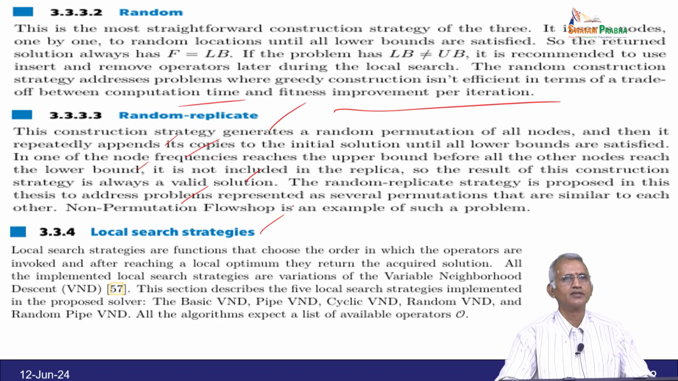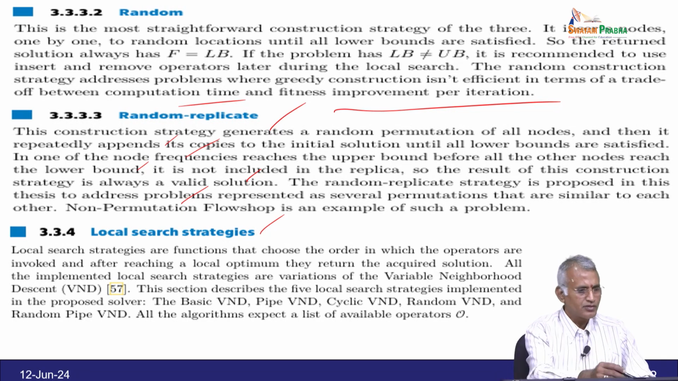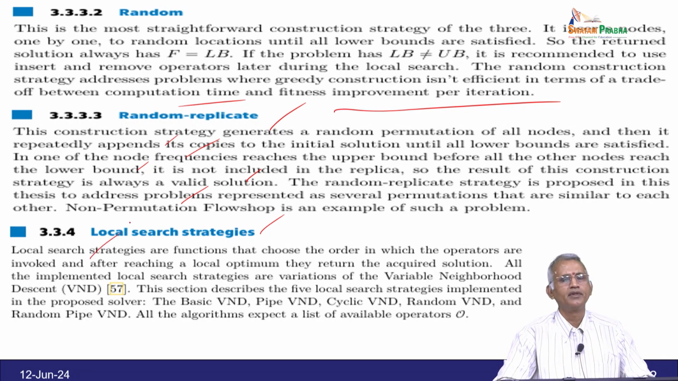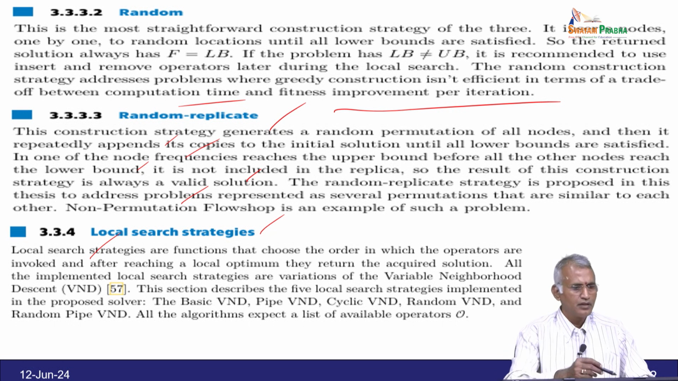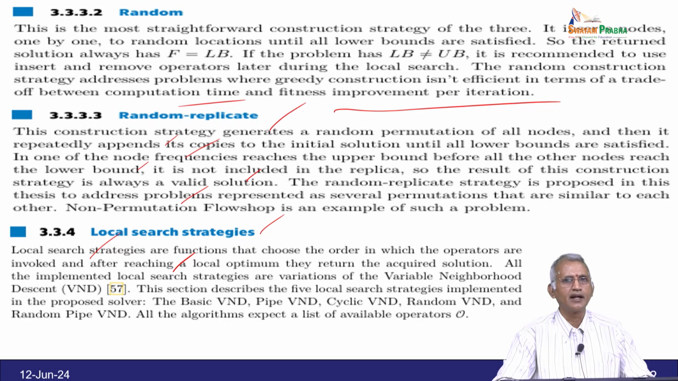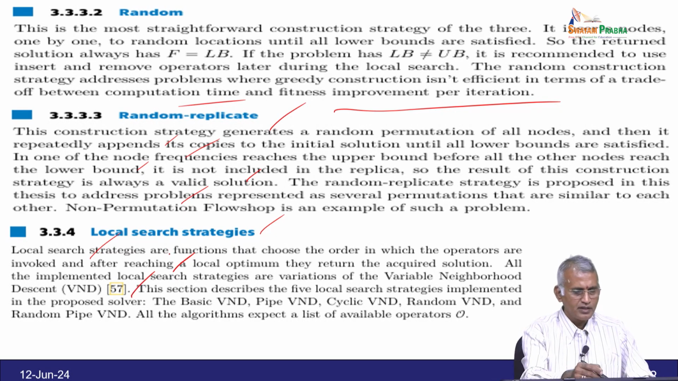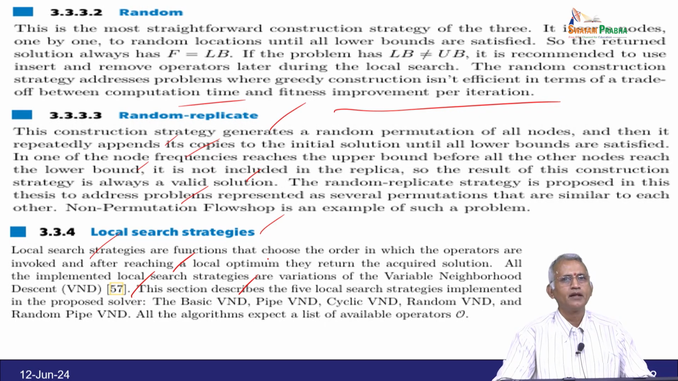Next, local search strategies. Local search strategies are functions that choose the order in which the operators are invoked, and after reaching a local optimum, they return the acquired solution. All the implemented local search strategies are a variation of the variable neighborhood descent. This section describes the 5 local search strategies implemented in the proposed solver: basic VND, pipe VND, cycle VND, random VND and random pipe VND. VND means variable neighborhood descent, and all the algorithms accept a list of available operators O.